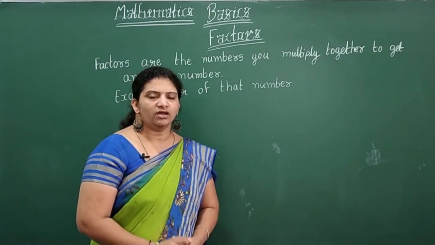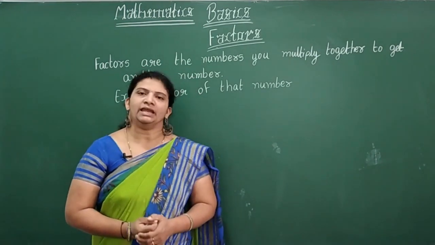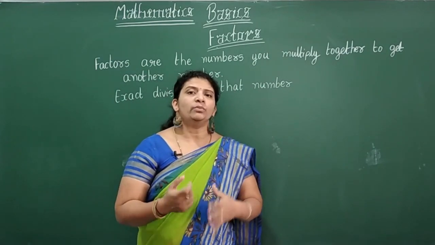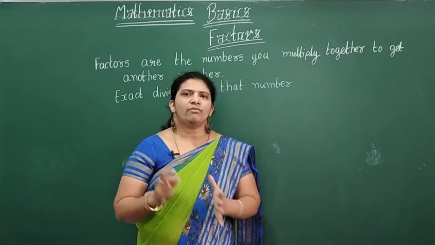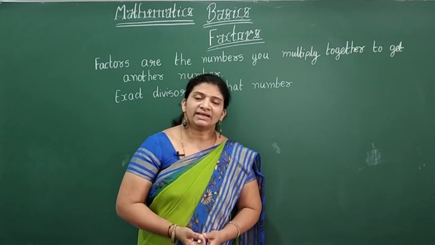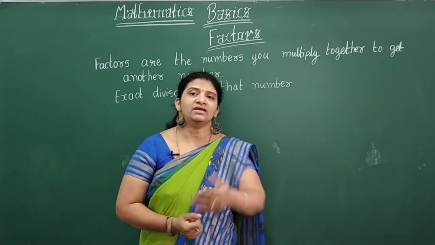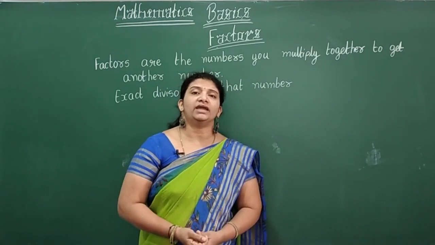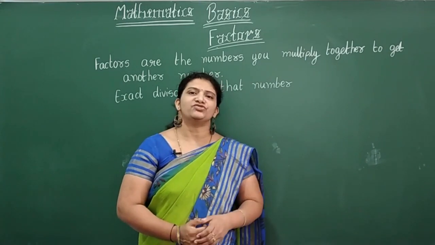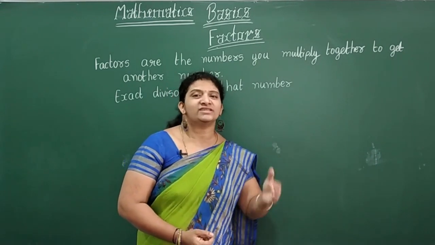So here children, what is a factor? Suppose I say any number, 12. In what table may you get this 12? You might be perfect with all tables, right? One person will say, ma'am, 12 is divisible by 1. Yes, it's correct. Another will say, ma'am, in the 2 table we get 2 6s are 12. Yes, that is also right. Another person, 3 4s are 12. That is also right. Then another, 4 3s are 12.